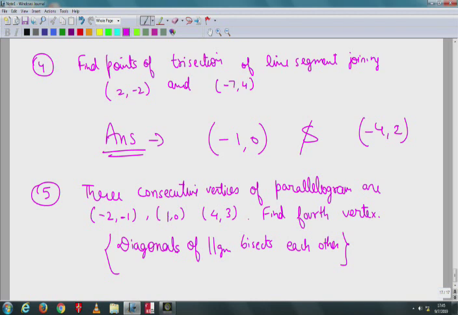No, 1 comma 0. Senapati, the answer is minus 1 comma 0 for that one, not 1 comma 0. That's right, Shillong.